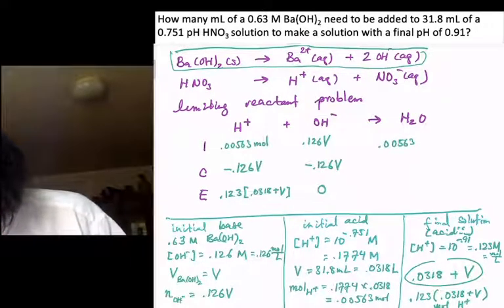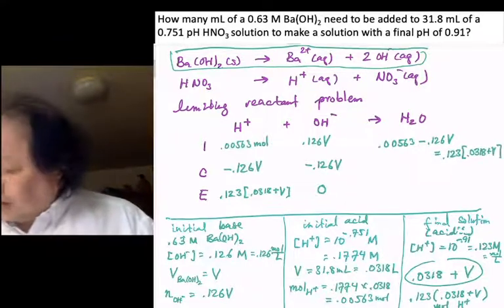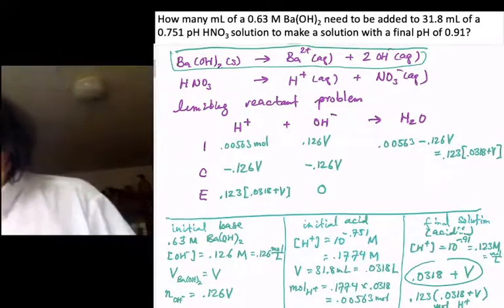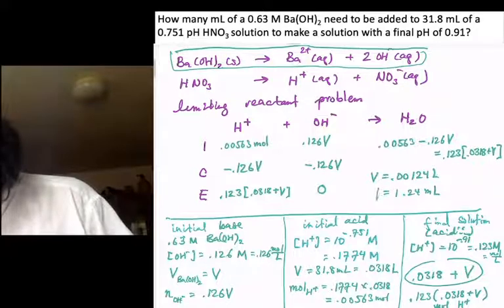So 0.00563 minus 0.126 V equals 0.123 times (0.0318 plus V). There is one equation and one variable. We can solve for V. And if you do that, you get V equals 0.00124 liters, which is equal to 1.24 milliliters. And that's the answer.